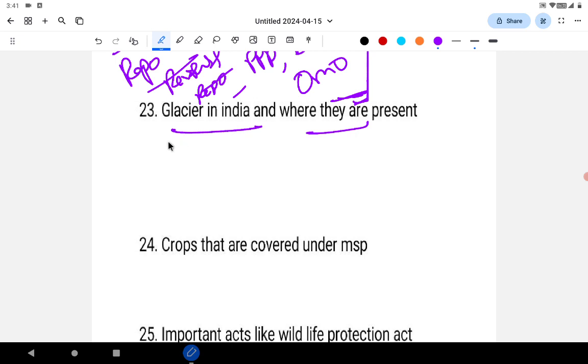The next important topic is important glaciers in India and where they are present. What are the important glaciers and in which state are they present? That is very important.